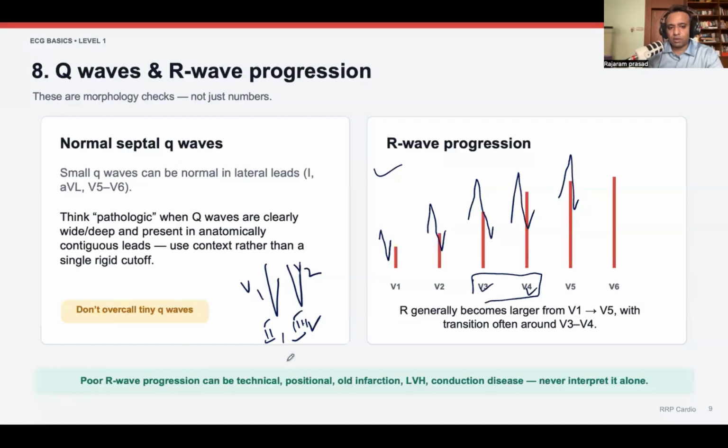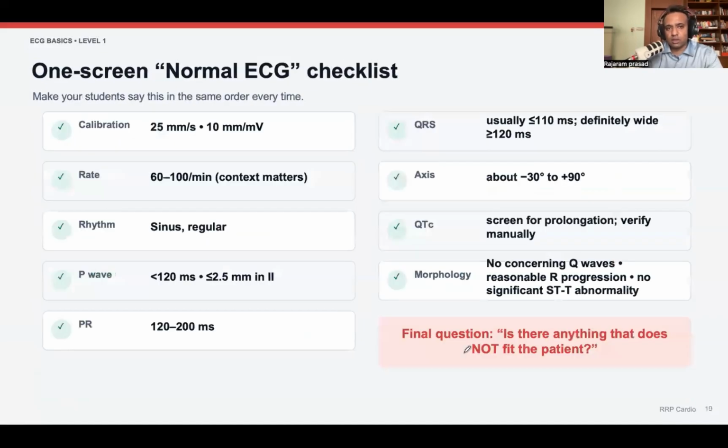Poor R wave progression can be technical, positional, old infarction, or LVH conduction. Never interpret it alone. So if poor R wave progression is there, you need to see the context of what the patient has and then interpret whether it is normal or abnormal. So this is the normal ECG checklist.